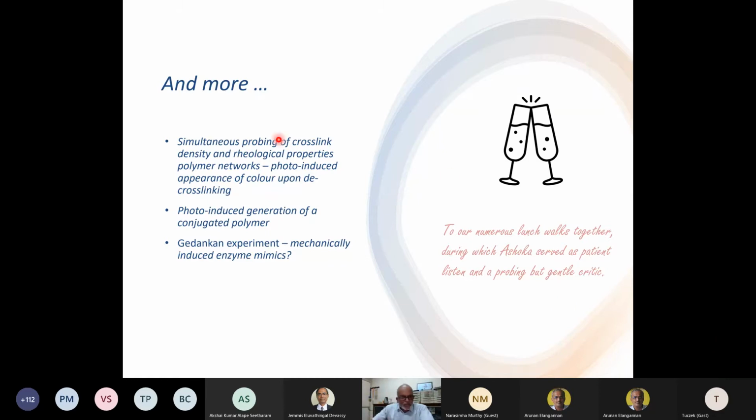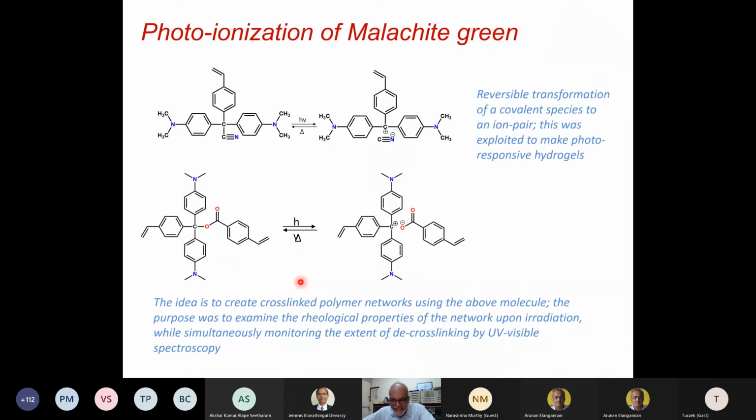So I'm going to talk quickly about three different experiments. One is simultaneous probing of crosslink density and rheological properties of polymer networks. The next one is photo-induced generation of a conjugated polymer. And the last one is really a thought experiment of mechanically induced enzyme mimics. Okay, let me go quickly. There's only one slide on each, so I don't think I'll take too much time.